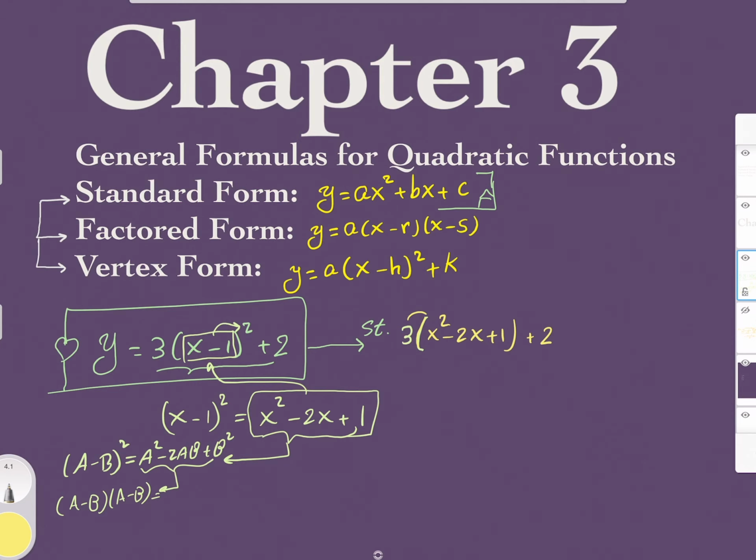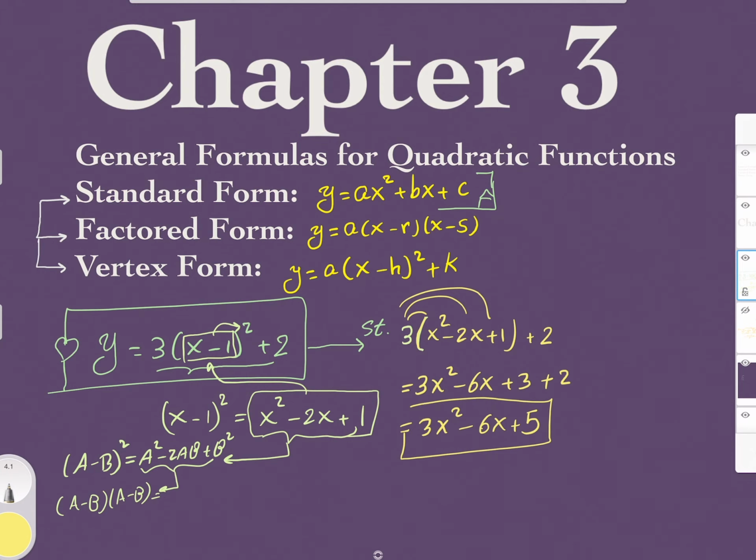Now I distribute the 3. We get 3x squared minus 6x plus 3 plus 2. This will be equal to 3x squared minus 6x plus 5. So we made it to a standard form. This 3 is our a, this -6 is b, and c is 5. So far, so good. So we are able to make any form by simplifying to a vertex form or to a standard form.